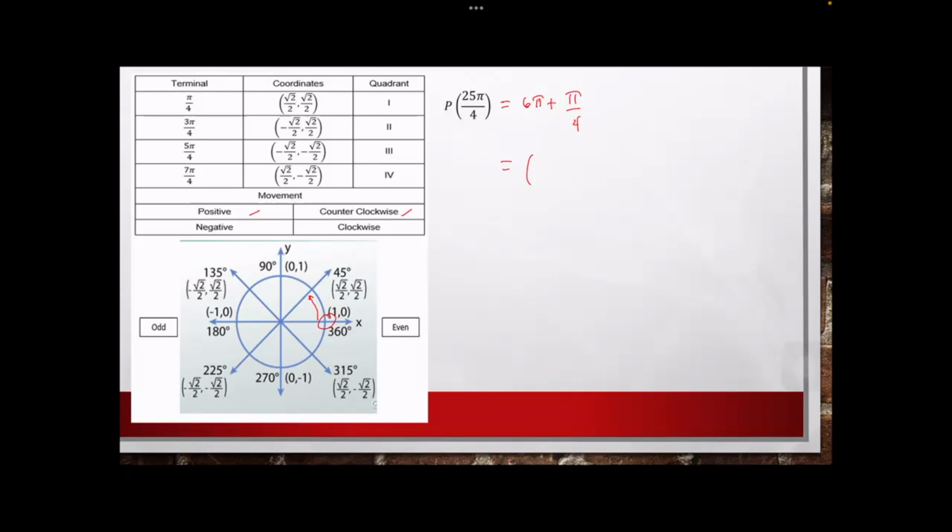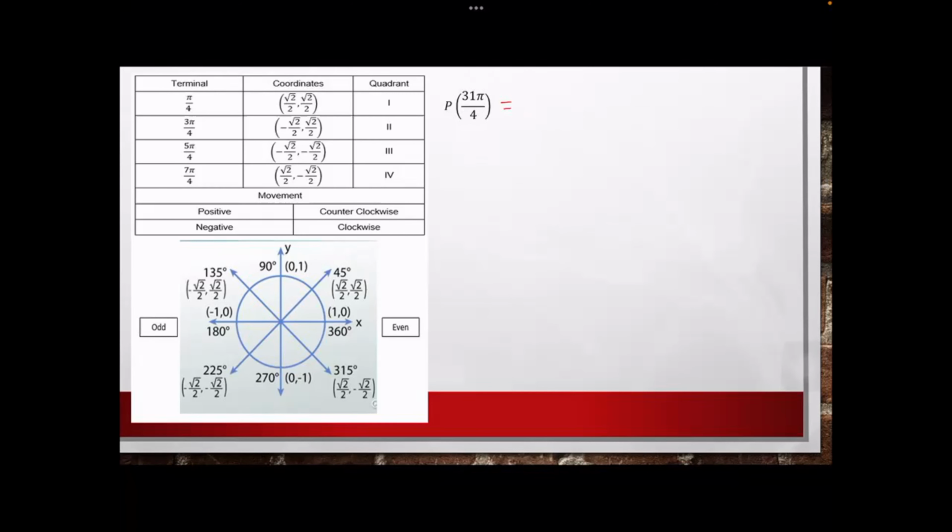Square root of 2 over 2, then square root of 2 over 2 po. Okay, same. So we have positive and positive. The square root of 2 over 2 and the square root of 2 over 2. Okay. Next is the 31 over 4. Sino yan? We'll answer 31 over 4.